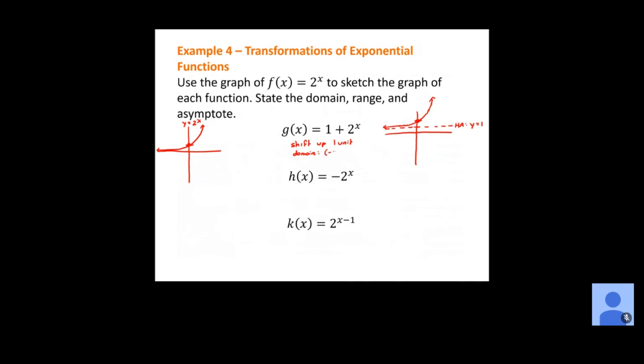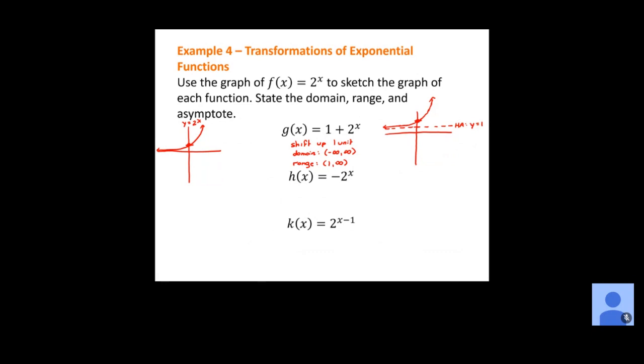Good. It's still all real numbers, negative infinity to positive infinity, right? I can still put any x value I want in there. What about the range? Good. Since we have that horizontal asymptote at 1 now, everything was shifted up 1. Now it's going from 1 to infinity. And again, we don't want to include the 1 because 1 is an asymptote.